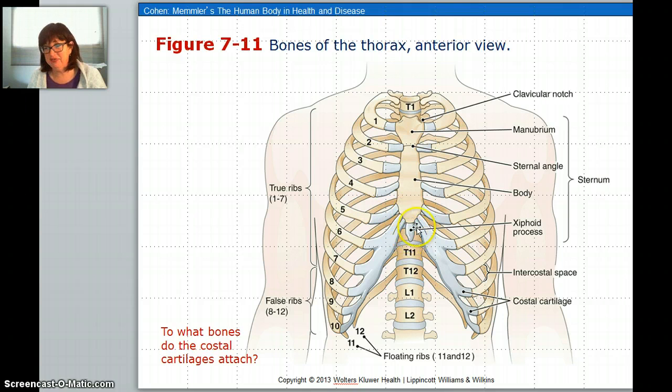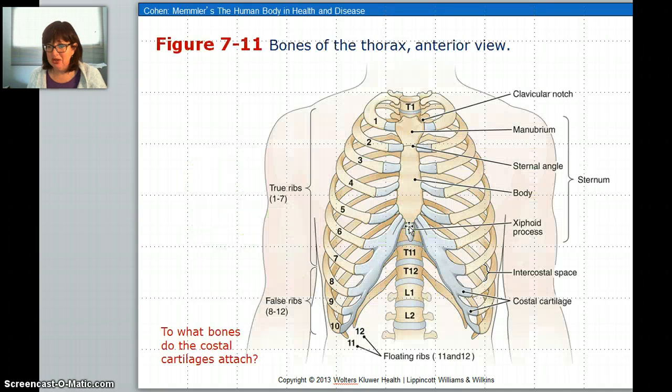And the sternum has this xiphoid process at the bottom. It's a point of muscle attachment, but also you need to be very careful when giving CPR or when doing any sort of chest thrusting that you do not break off this process and puncture a lung.